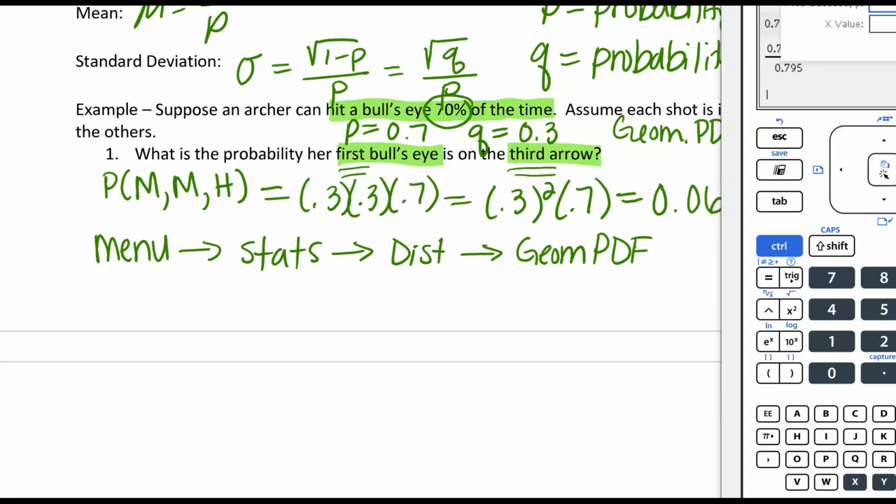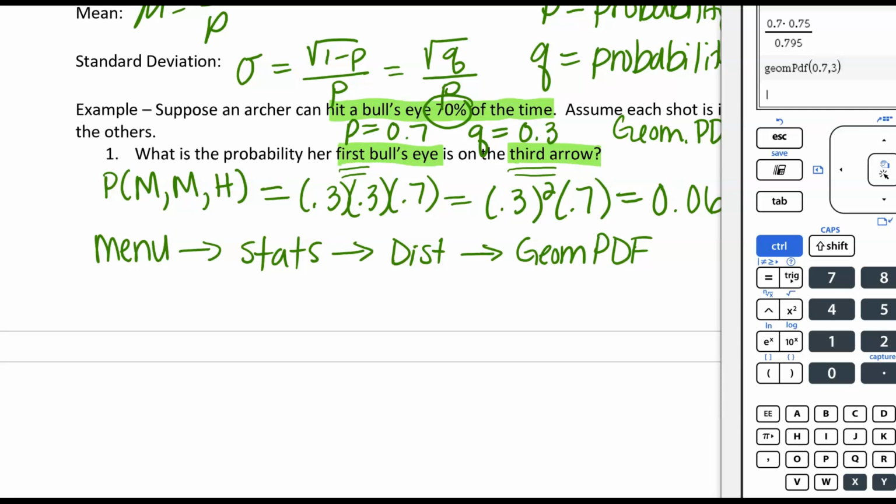It's going to ask you for probability of success. That is her success rate, which is 70%, and X value. On what shot is she going to make it? She's going to make it on the third shot. So you put 3 and you press OK. And you get the same answer, 0.063. So menu, stats, distribution.